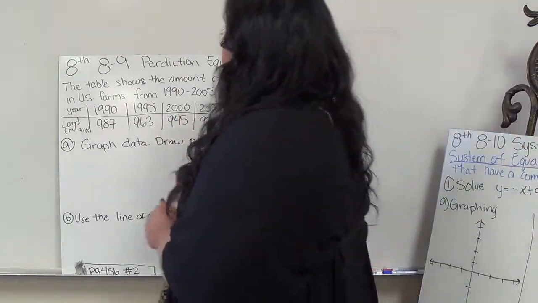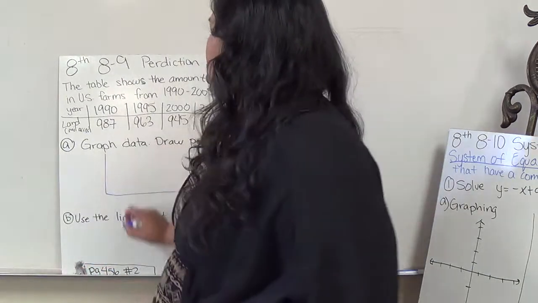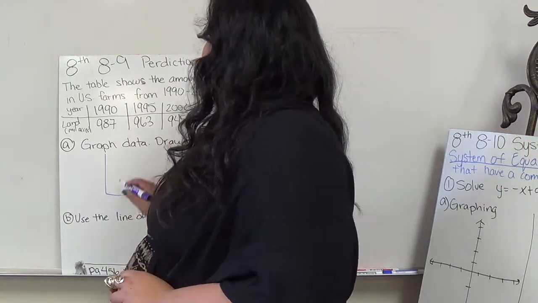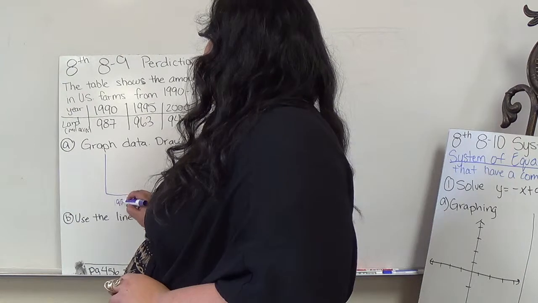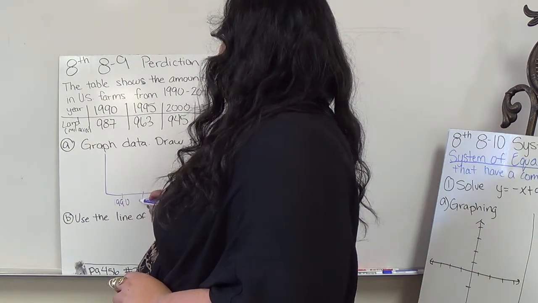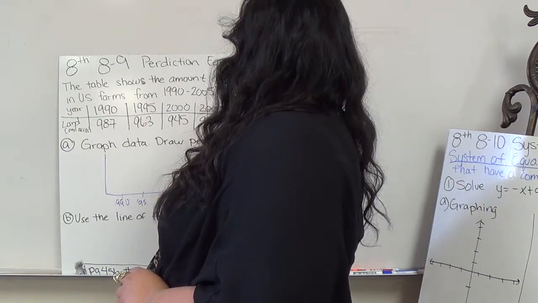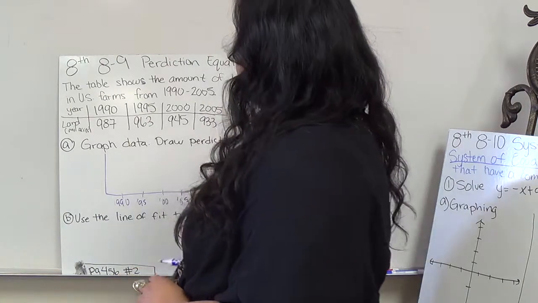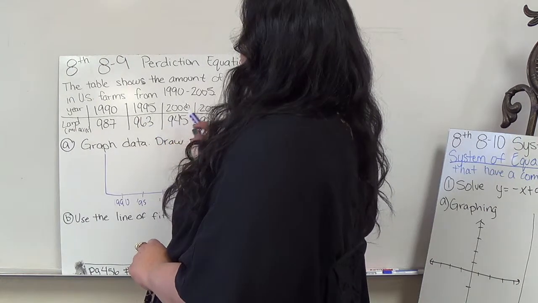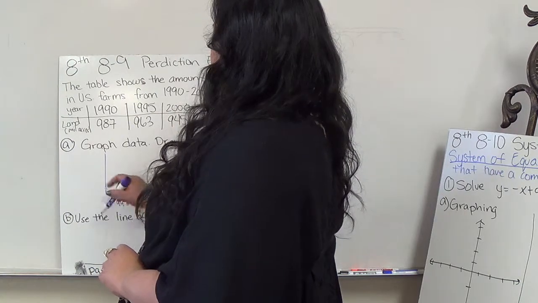So here is our information. I'm going to do an XY chart. I'm not going to do the whole thing because there's no negatives right now, so I'm just going to focus on these. I'm going to do 1990, 1995, 2000 and 2005. Okay? And then here is 987, 963, 945. So I'm going to put a break here. This shows that it's a significant jump.